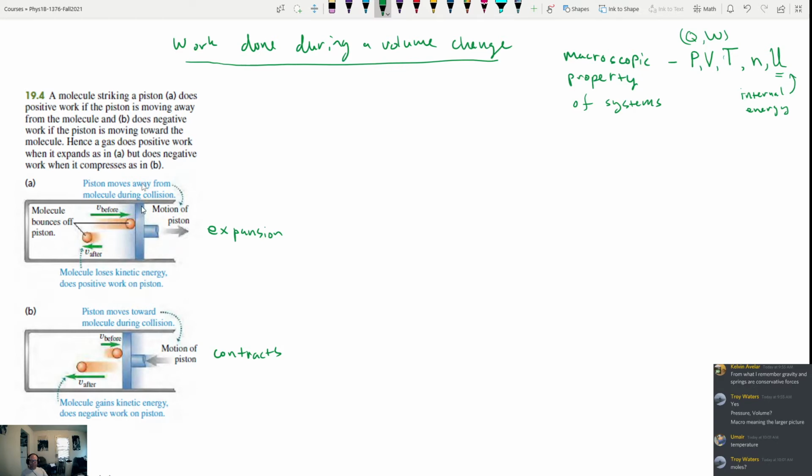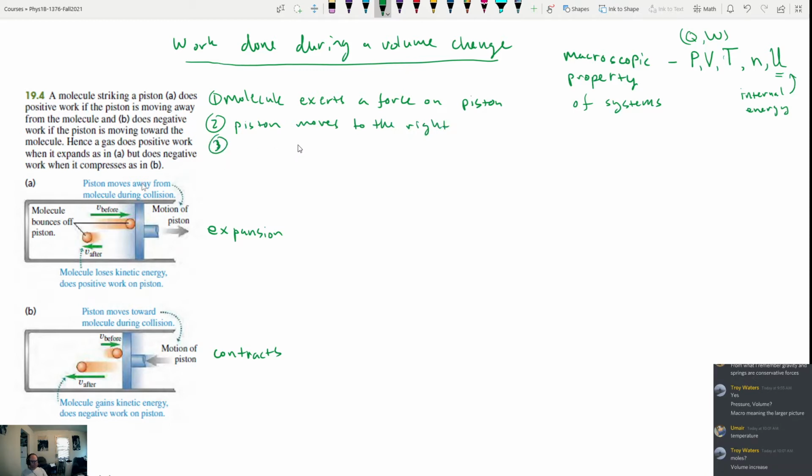It hits the piston, right? And the molecule exerts a force on the piston. As a result of this, if the piston is free to move, then the piston is going to move to the right. What happens to the volume of the gas then? The volume increases, right? Okay. So this is what's happening in A right here. So this is A.